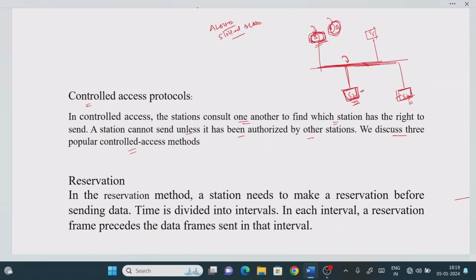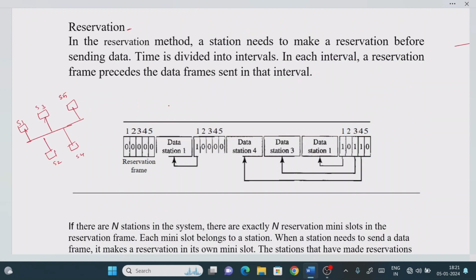The first controlled access method is the reservation method. Now we will see the meaning of the reservation method, and how a frame is sent from one station to another in the reservation method. For example, suppose I have 5 stations: S1, S2, S3, S4, S5. Now we have control over one station to another for avoiding the collision effect.